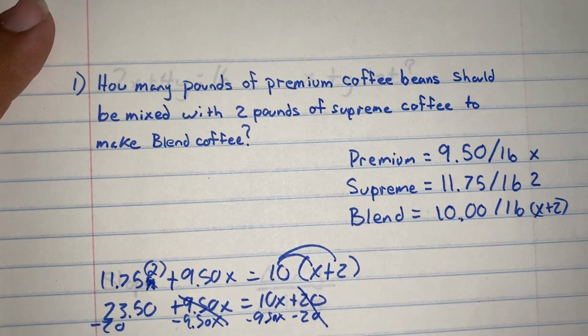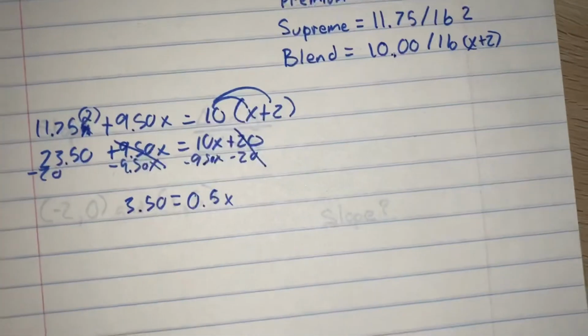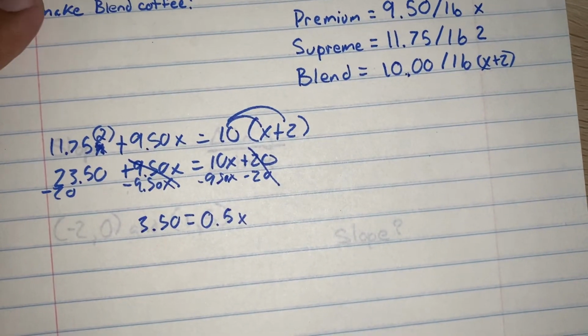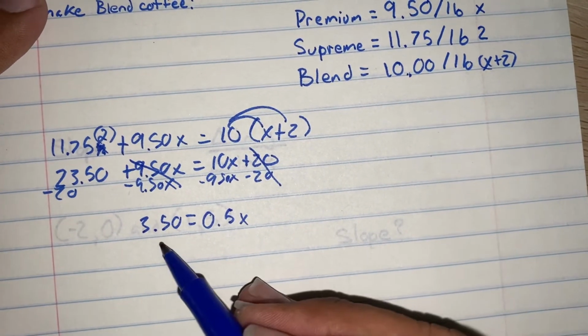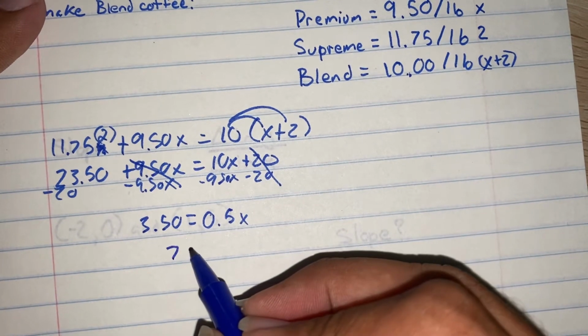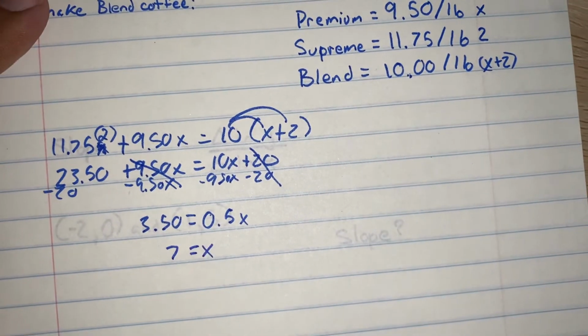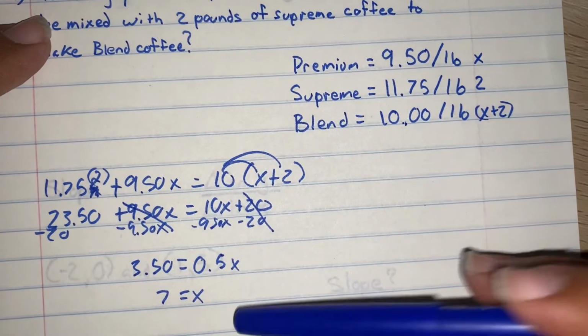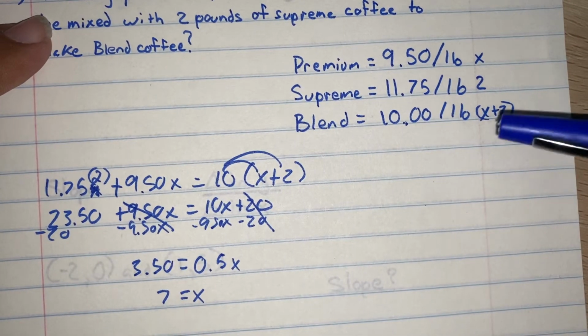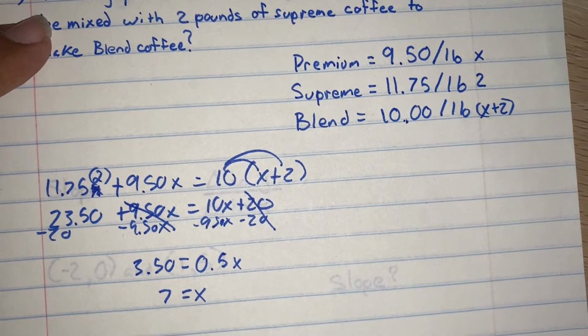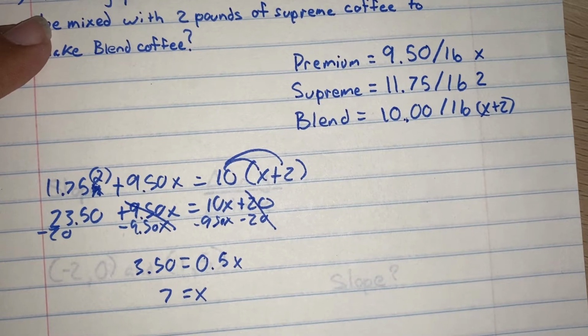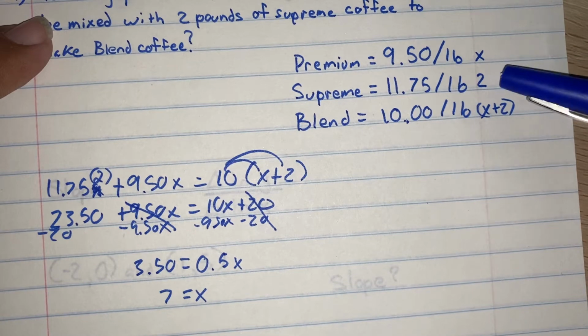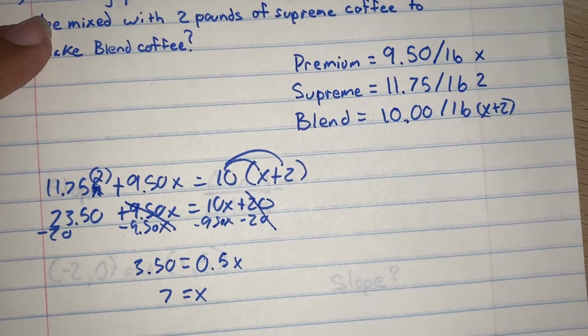And this side, we're going to be left with 0.5X, or 0.50X, to be honest with you. Then we divide by 0.5 on both sides, and we get 7 equals X. So how many pounds of the premium do we need? We need 7 pounds of the premium. And the blend total will be 9 pounds. So you have to make a 9-pound batch when you use 2 pounds of supreme.